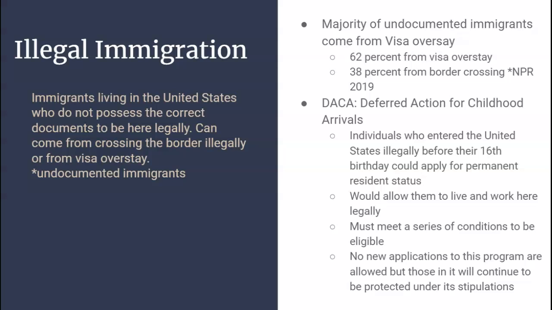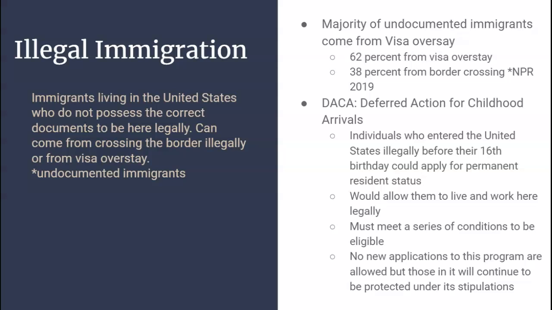I also want to cover DACA because you may have heard about it in the news. It's Deferred Action for Childhood Arrivals. And so this was a protection put in place for individuals who entered the United States before they were 16, they were brought here illegally and undocumented, and they could apply for permanent resident status. This does not mean they were becoming citizens. It just means that they were allowed to get green cards to live here, so they could live here and work here legally. And then if they met the conditions set, then after the period of time of having their green card, they would be allowed to apply for citizenship, but they'd still have to go back through the whole process again. Currently, no new applications for this program are being allowed, but those who had gotten their protection under DACA would continue to be protected.